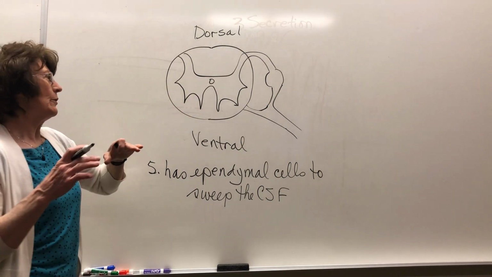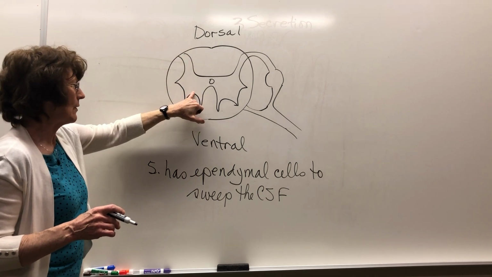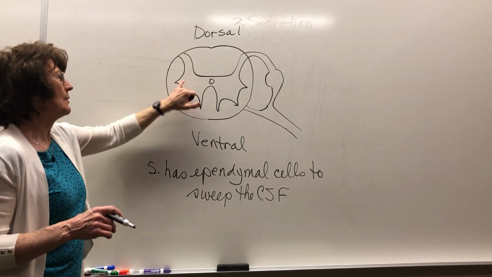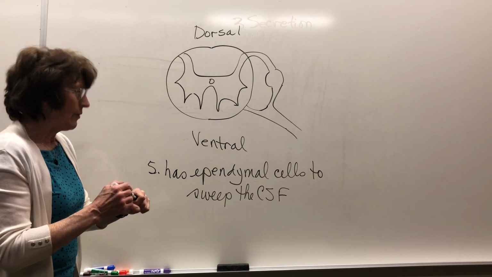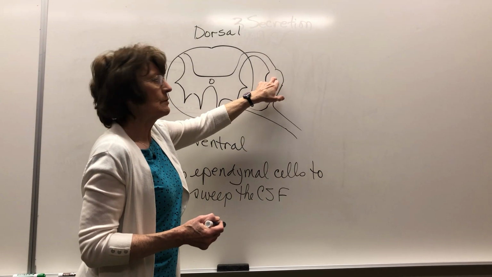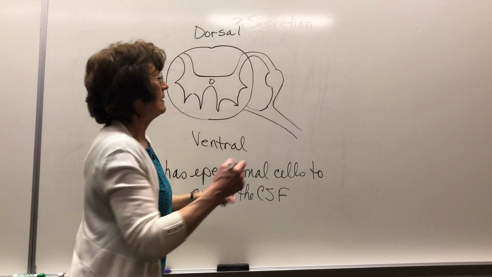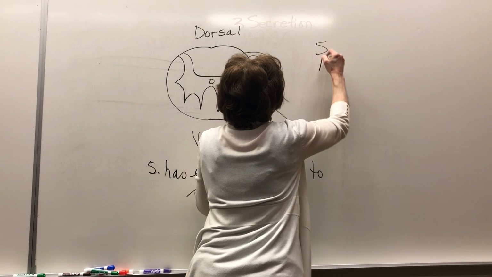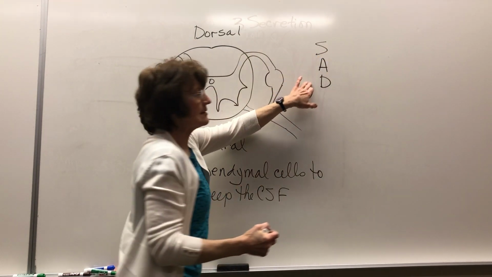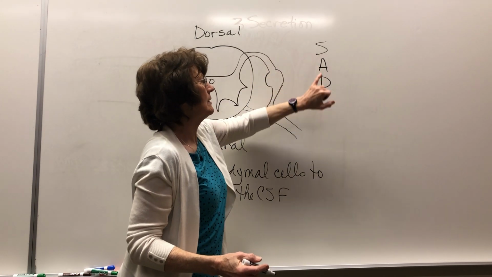Where are the different horns of the gray matter? Here's dorsal horn, here's ventral horn, here's lateral horn. So we can see those. Also, I want you to recognize the dorsal root ganglion. Now the dorsal root ganglion will have the sensory nerve cell body, and often you'll see this mnemonic. What does it mean? This is sensory, afferent, dorsal.